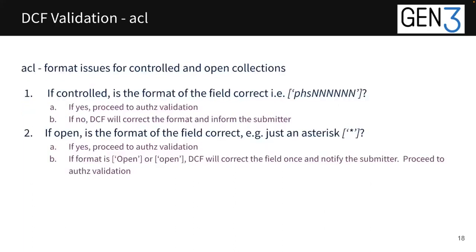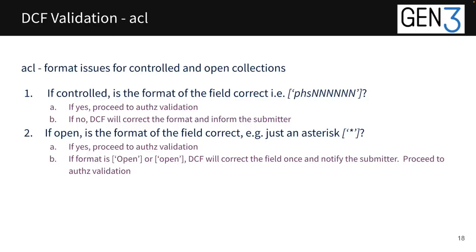Next, we will validate the ACL field. This field is used to indicate whether a collection is controlled or open. If controlled, the format of the field should be a list with the PHS number enclosed in single quotes. So for example, square bracket, single quote, PHS, and then the 6-digit number of that PHS ID, a single quote, and a square bracket. If this format is correct, we'll proceed to auth-z. If it isn't, DCF will correct the format and inform the submitter.